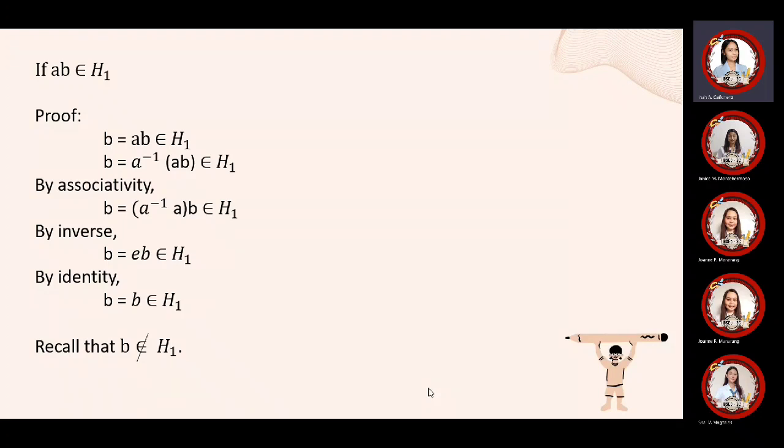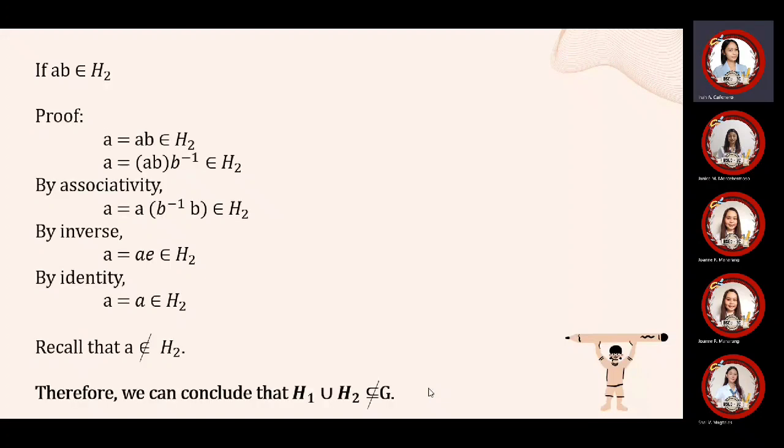By associativity, B is equal to A inverse multiplied by A multiplied by B, an element of H sub 1. By the definition of inverse po, A inverse multiplied by A is equal to E. So we have B is equal to E times B, an element of H sub 1. By identity, E multiplied by B is equal to B. So we have B is equal to B, an element of H sub 1. To recall po, sa binanggit po natin kanina, ang element po ng ating H sub 1 is A. So B is not an element of H sub 1.